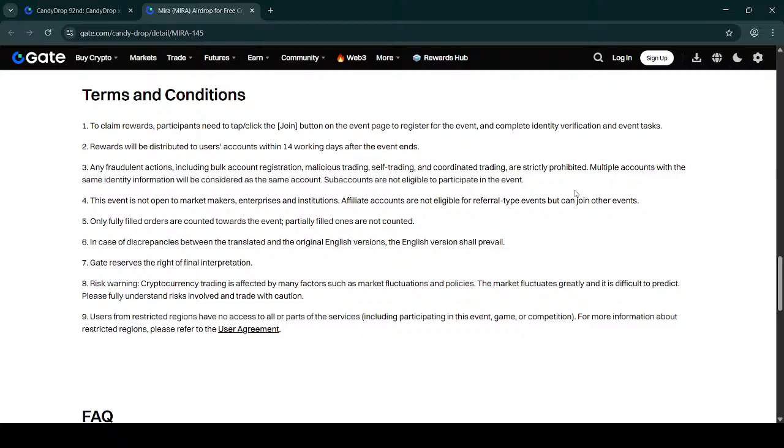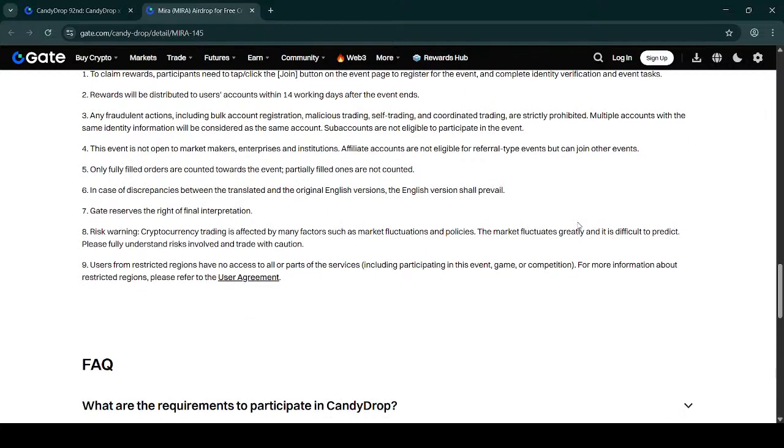So this event is not open to market makers, enterprises, and institutional applicants, and these accounts are not eligible for the referral-type event but can join other events, guys. So only fully finished tasks will count, and partially finished ones will not be counted.